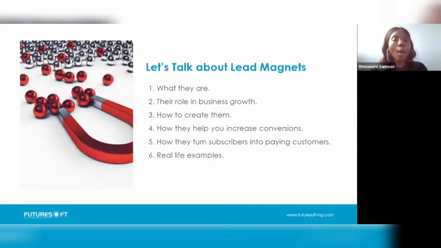So let's talk about lead magnets. Like I said, this is the main focus of today's session. I'll be talking about what they are, their role in business growth, and how to create them. I will also talk about how they can help you increase conversions, how they help turn subscribers into paying customers, and also real life examples of lead magnets. And if you've been paying attention, I have actually touched on all of this bit by bit.